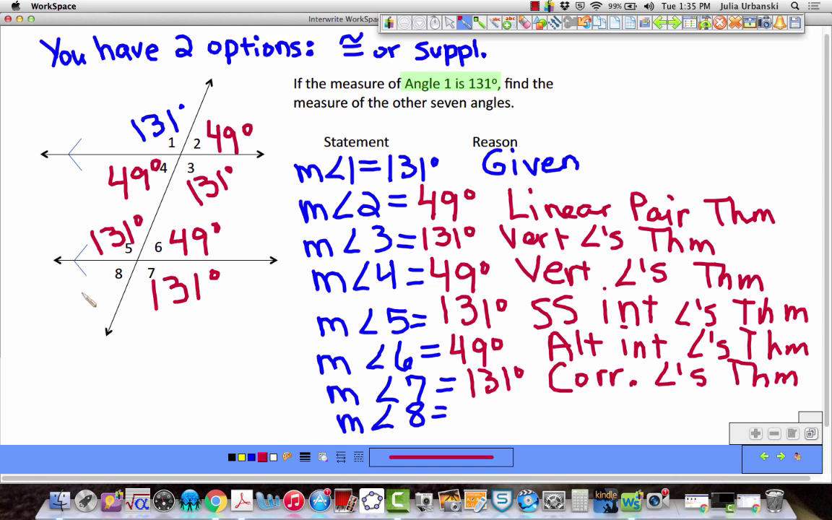And the last one, number 8, you already know what the degrees are going to be, right? 49. 49, but give me a reason that we haven't used yet. Alternate exterior. Alternate exterior, good. Angle 8 and angle 2 would have to match. So if angle 2 is 49, then angle 8 is 49. Alternate exterior angles theorem.